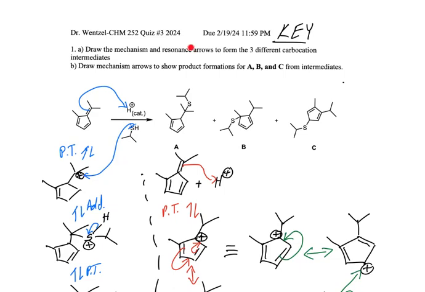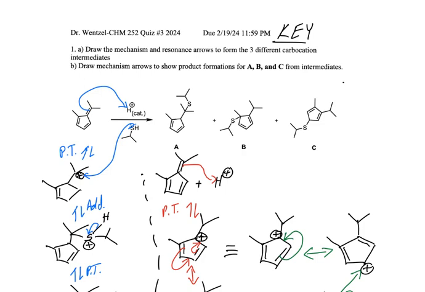So, quiz 3. Draw the mechanism and resonance arrows to form the 3 different carbocation intermediates. And then I want you to draw the mechanism arrows to show the product formations for A, B, and C intermediates. Okay. So what you needed to do here was really just take your time and have the pi bonds react with the H plus, and actually it's the same pi bond reacts twice.